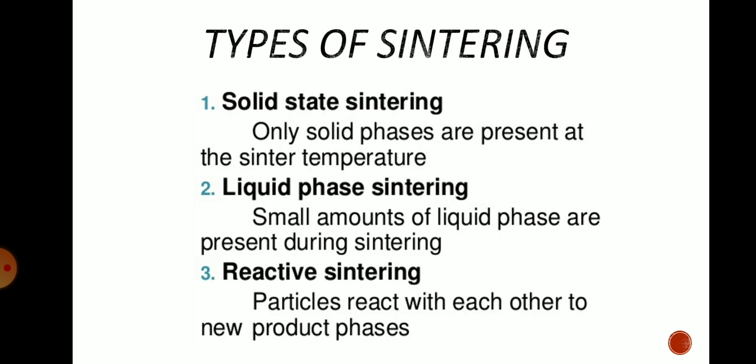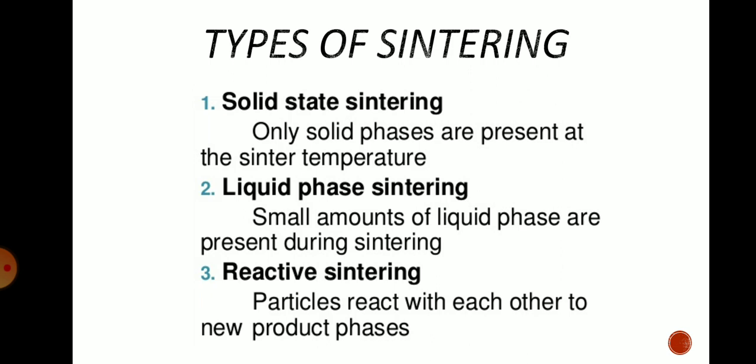In solid state sintering, only the solid phases are present at the sintering temperature. In liquid phase sintering, a small amount of liquid phase is present during the sintering. Generally we are heating below the recrystallization temperature or liquid phase temperature, but in some cases liquid phase sintering is also done.